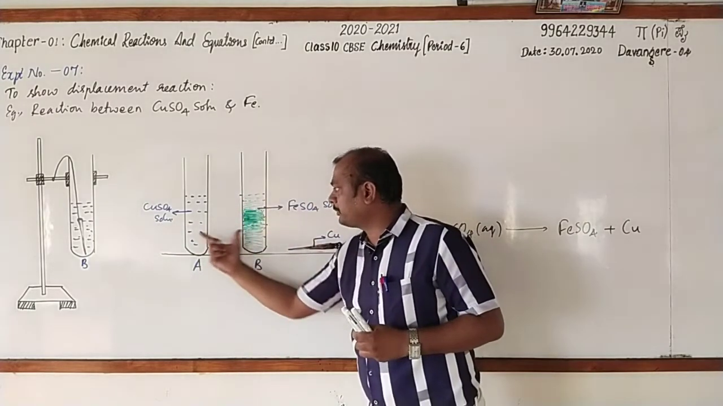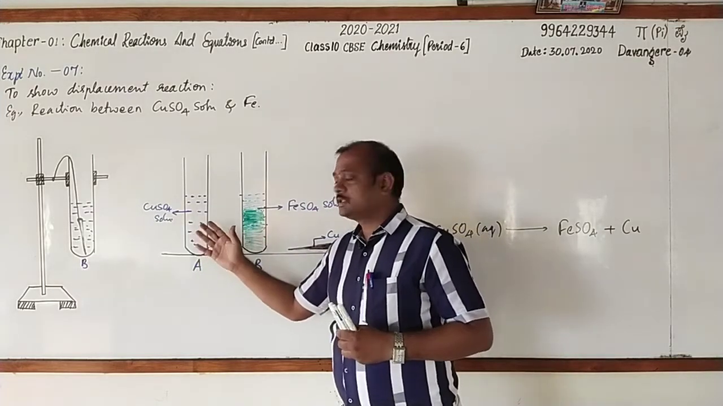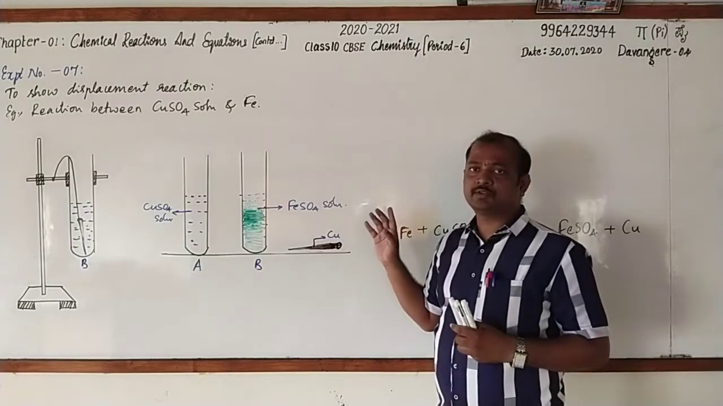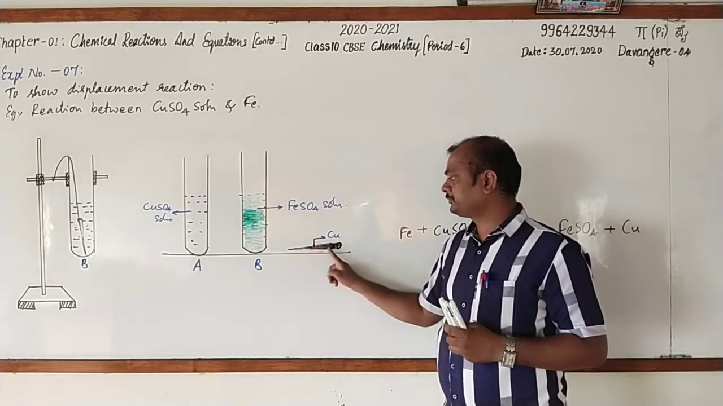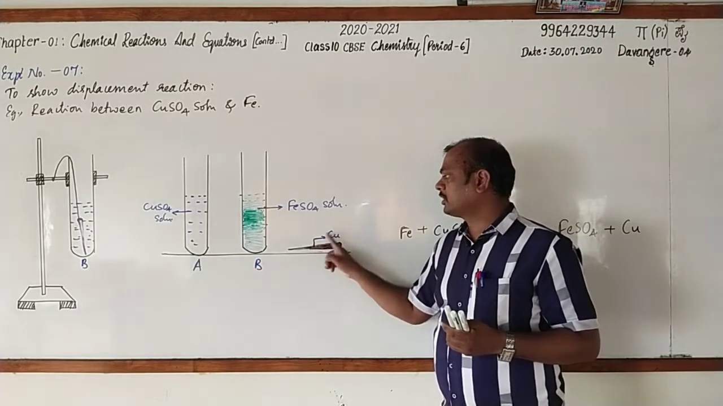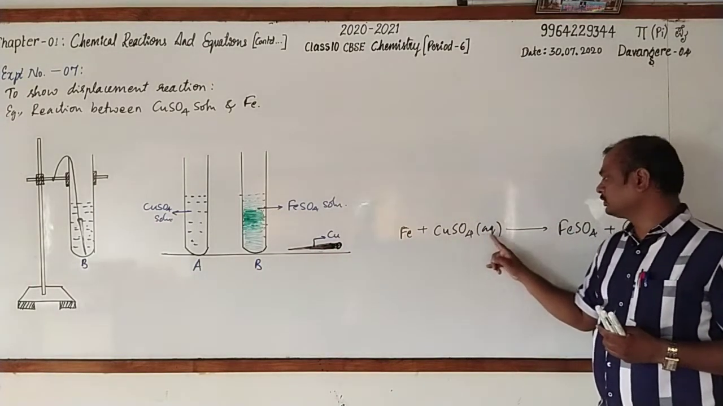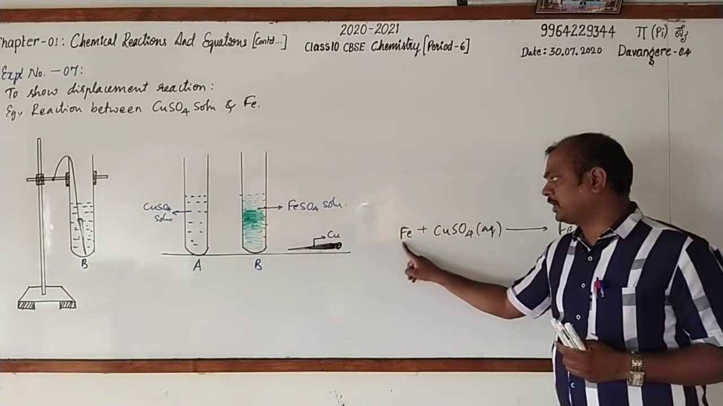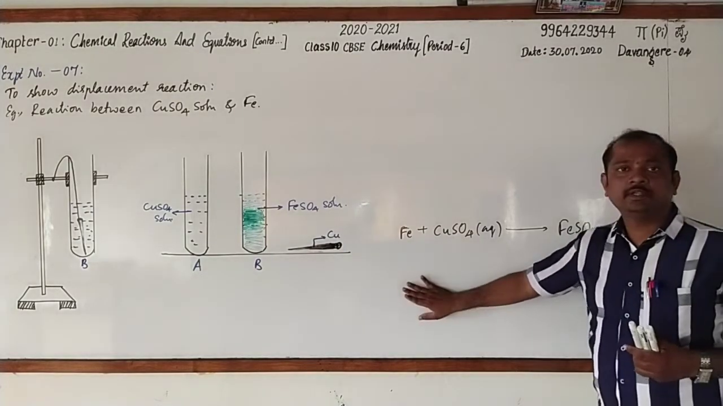For comparison only, we have taken copper sulfate solution in A. So on comparing, we will come to know that the solution turned to pale green, which indicates it is iron sulfate solution. Clear? Then remove the iron nail. We can see that the iron nail is coated with brown, which indicates copper is deposited on it. Then the reaction can be written like this: Fe plus CuSO4 gives rise to FeSO4 plus Cu. So here copper is displaced by iron, which is more reactive, to form FeSO4 and Cu. Therefore it is a displacement reaction.